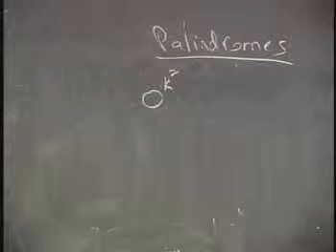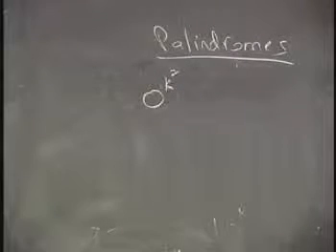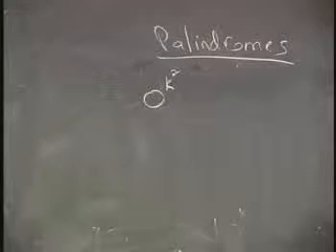This is a set of strings just over the alphabet 0 that has a square number of zeros. So it includes the empty string, a single 0, 4 zeros, 9 zeros, 16 zeros, 25, etc. We want to show that this is not regular. Okay?